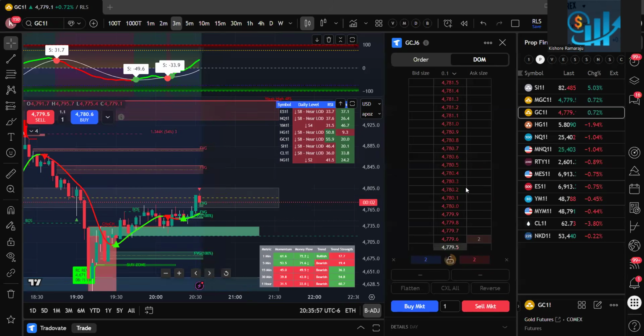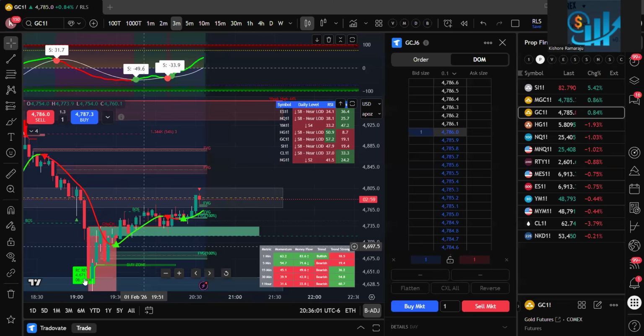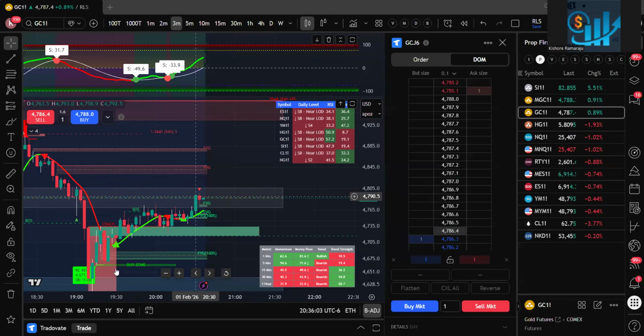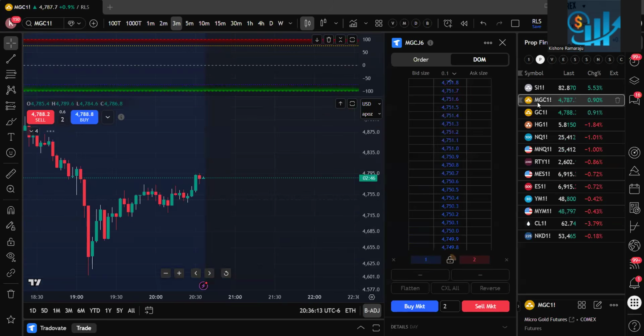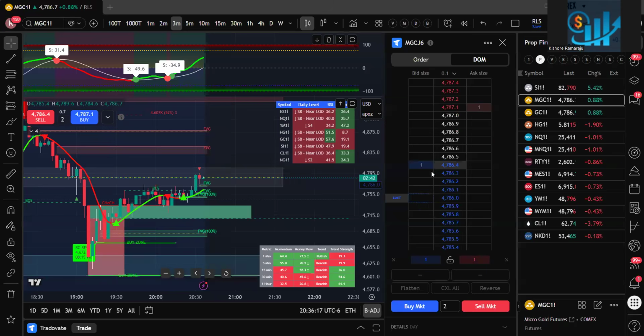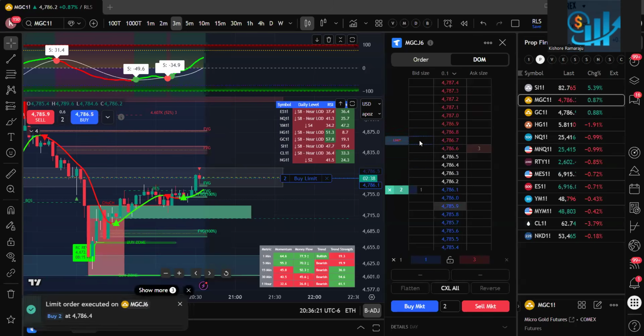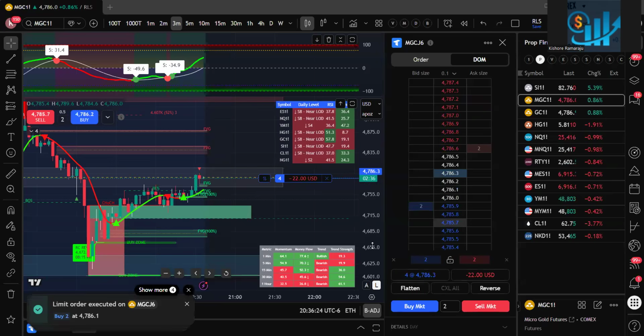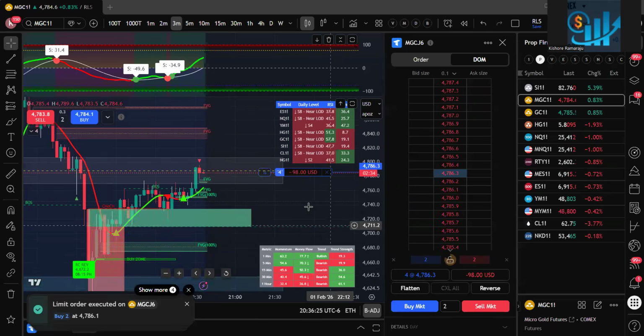Right? We can take one or two micros instead of GC because, as I said, the volatility is so high. Even though in a personal account you can take a mini and hold it, if you are trading with prop accounts, better you do MGC instead of GC. Your risk is less. So I took four micros.